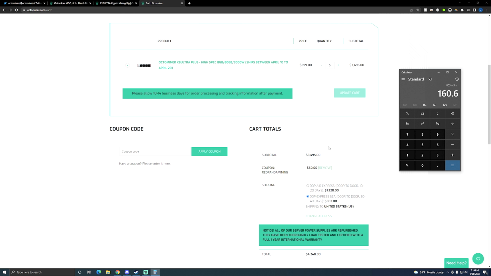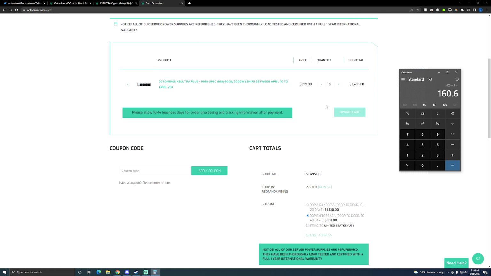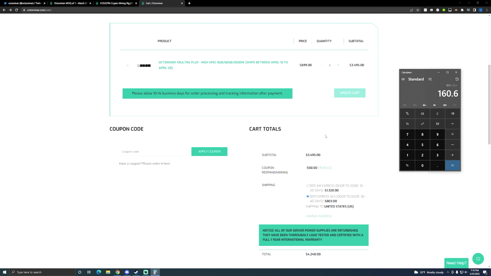Now, with Octominer, I was on their website back in December when they had the minimum order quantity of 1, and every time you do add a unit, they charge you more. They just double the shipping cost pretty much.